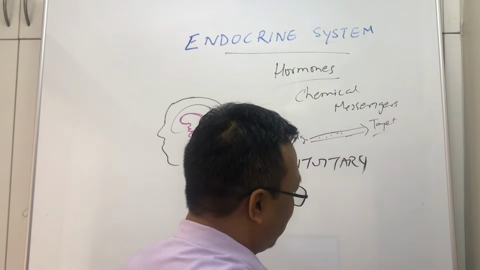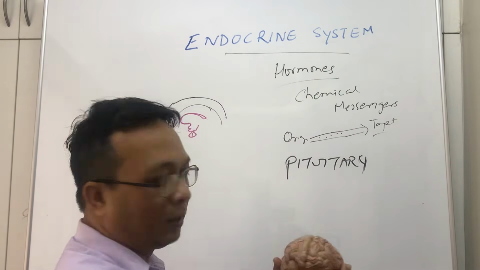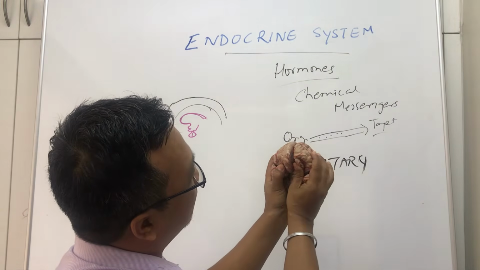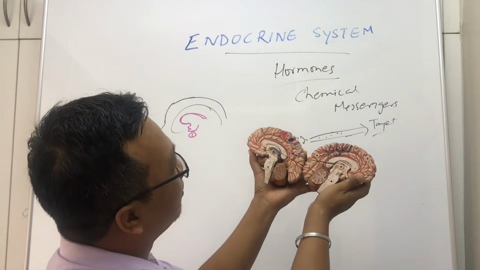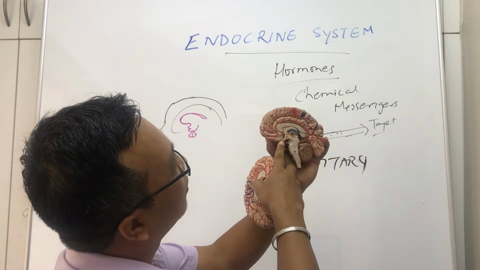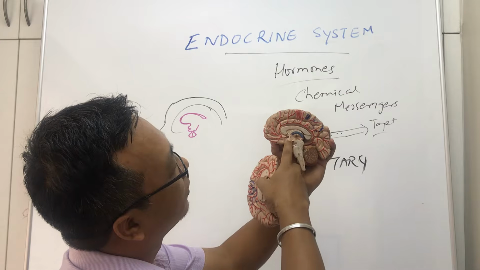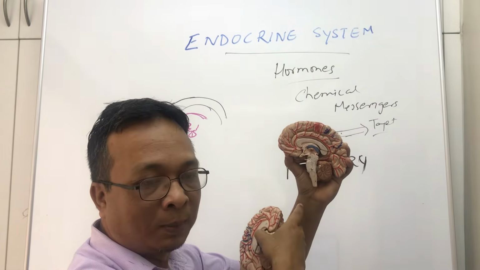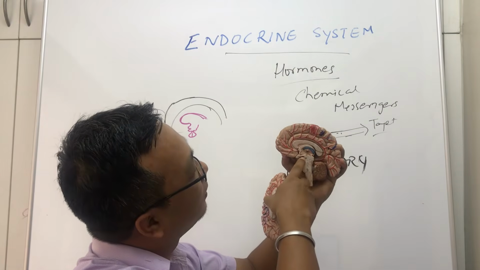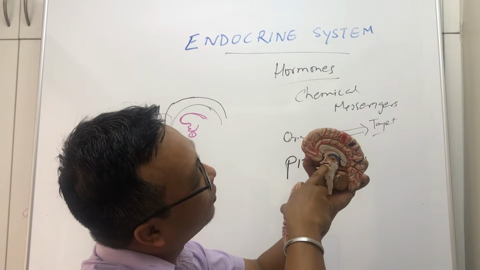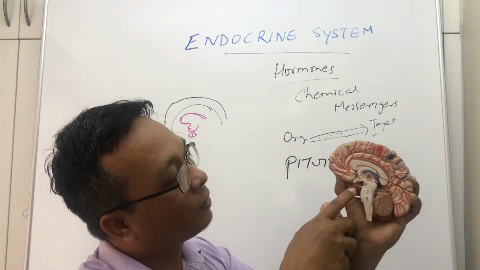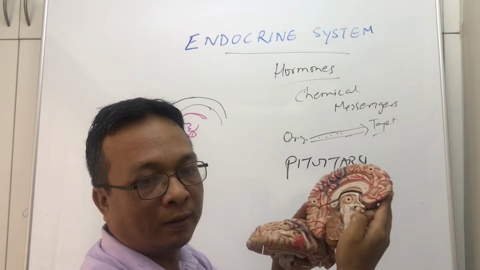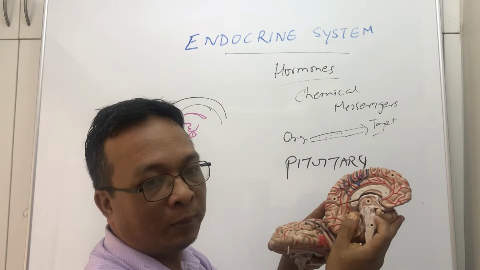If you see in the brain, if you do the sagittal section and take the midline, this is the optic chiasma. Here there is the thalamus. Below the thalamus there is the hypothalamus, hypo as the name suggests, and then there is this round structure, the pituitary gland.